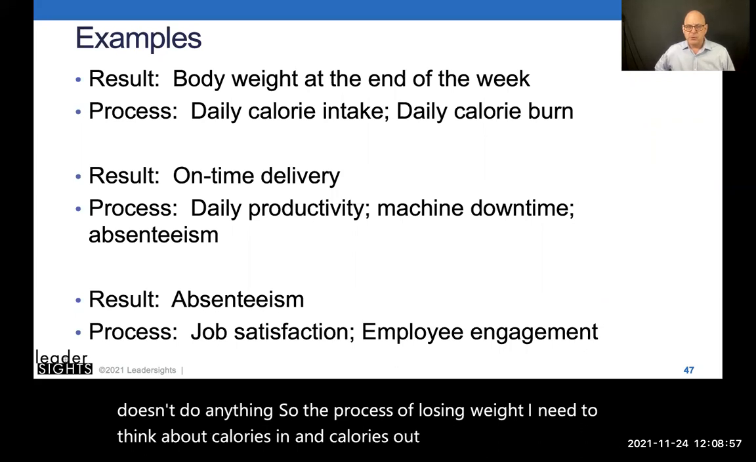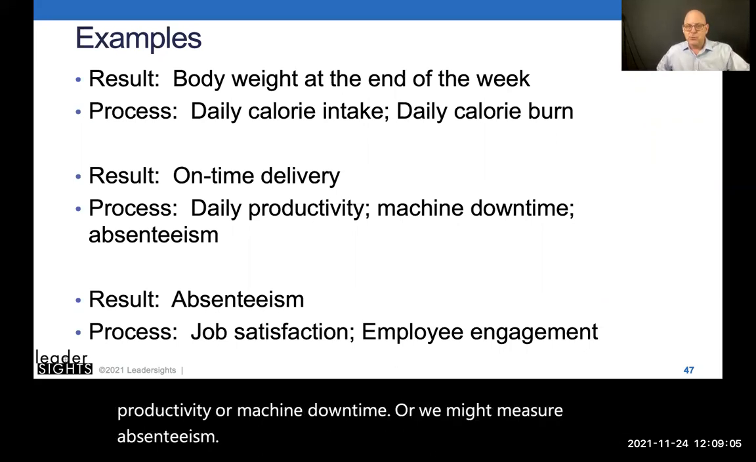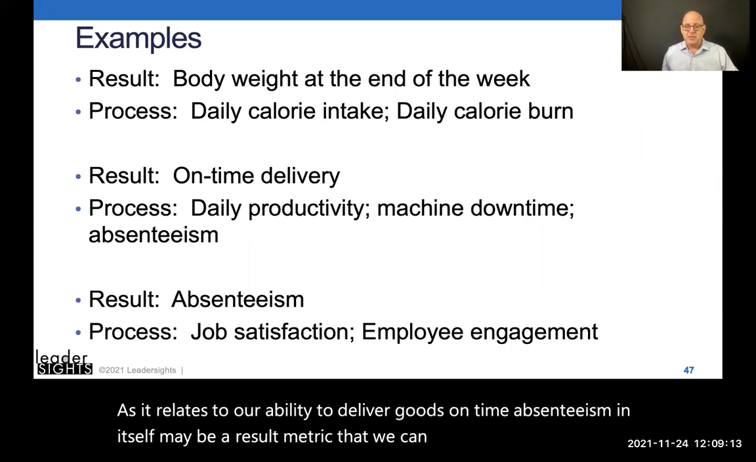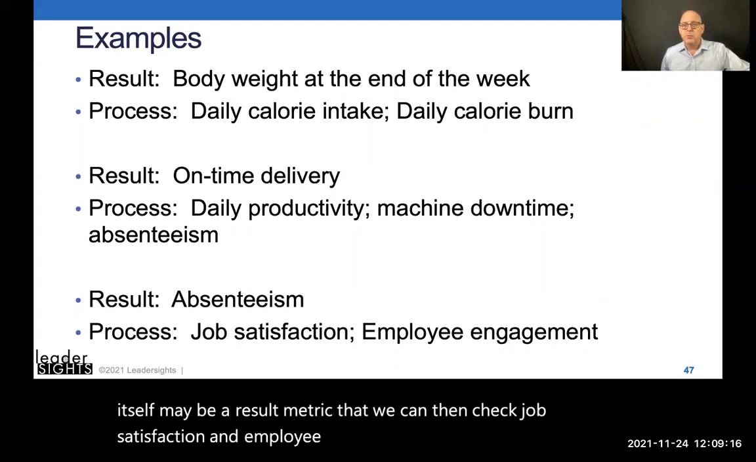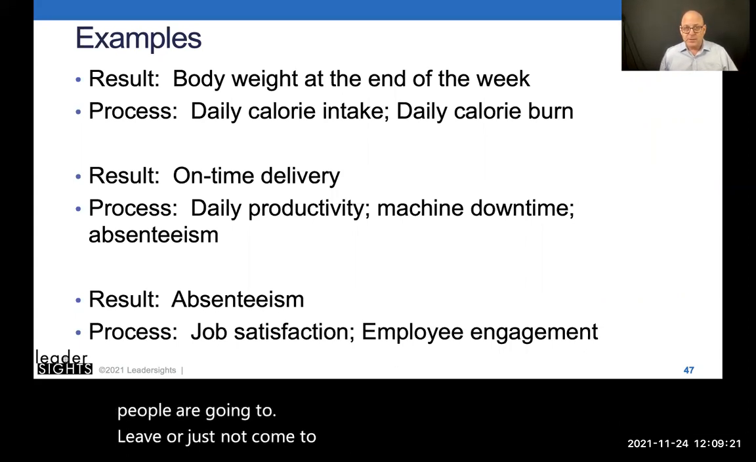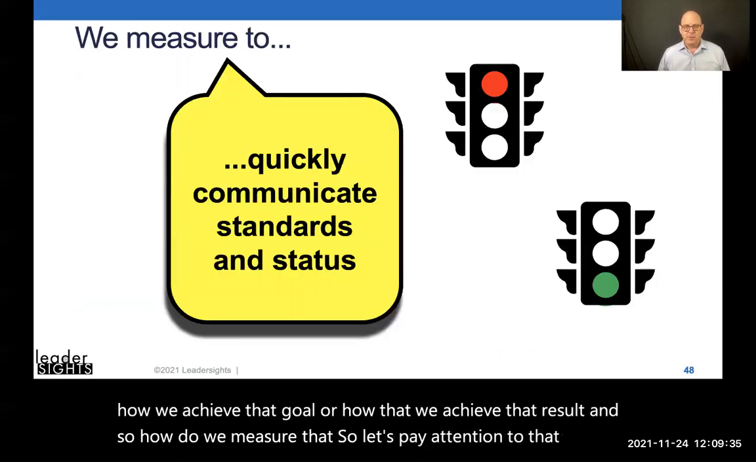Maybe we're measuring on-time delivery. So we might measure daily productivity or machine downtime, or we might measure absenteeism as it relates to our ability to deliver goods on time. Absenteeism in itself may be a result metric that we can then check job satisfaction and employee engagement to predict whether or not people are going to leave or just not come to work or call in sick or all those different things. So the result is what we want to accomplish, and the process is how we achieve that result. And so how do we measure that? So let's pay attention to that. Sometimes you've got to be a little creative about it.